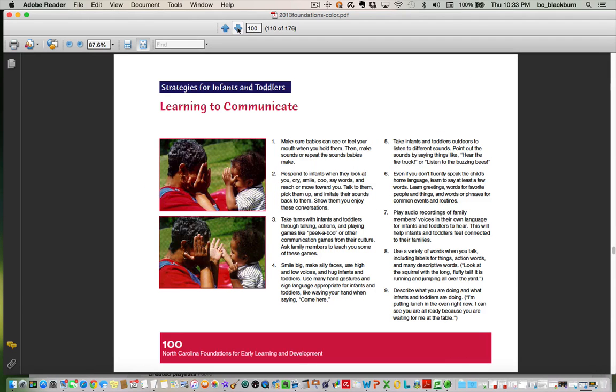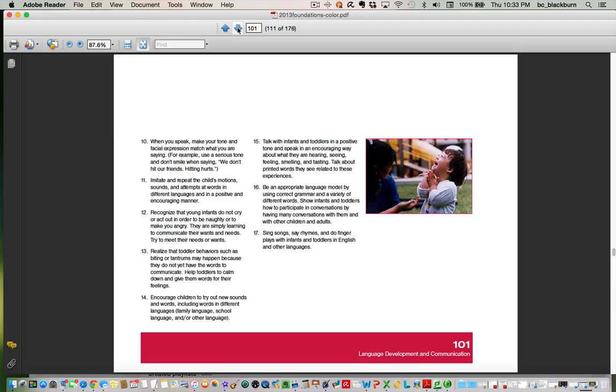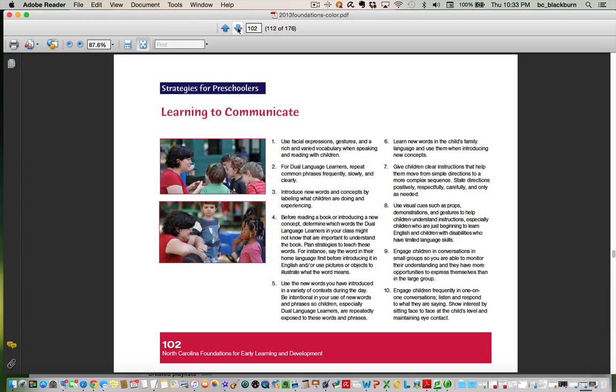On pages 100 to 103, you will see examples of specific strategies to use for infants and toddlers, as well as preschoolers, to assist children in communication. Just like any other domains, you may have to make special accommodations for children with language delays to be able to communicate and participate with their friends. For example, you could use picture cards of common routines or of specific words to indicate needs and desires for these children.